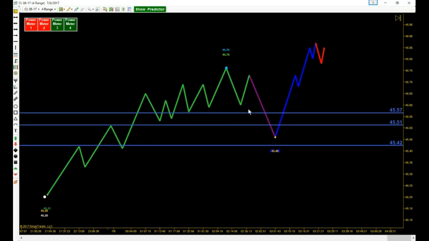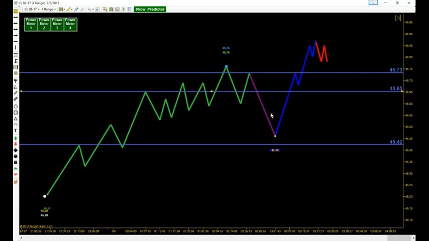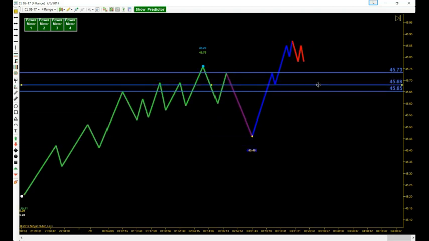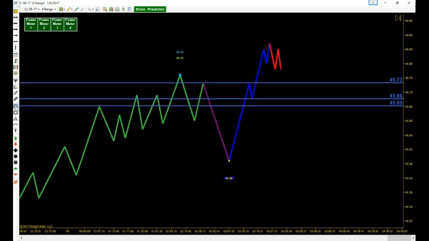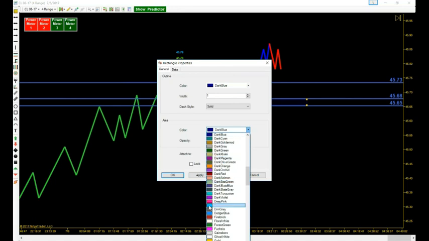Okay, let's see. We're going to draw a line here. We're going to draw a line here. Okay, and this is what we call a micro support here. So I'm going to draw a line right there. And pretty much, I'm going to say this is kind of a sweet spot area right here. Let's see if we can get it. Let's change that to white so we can see it.